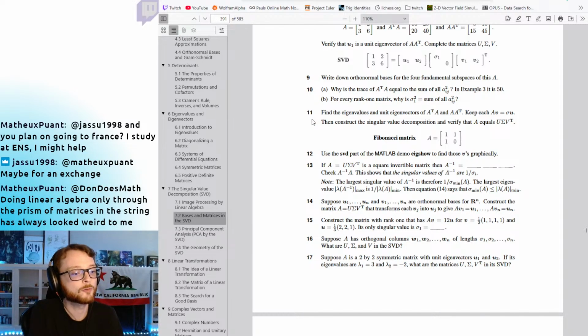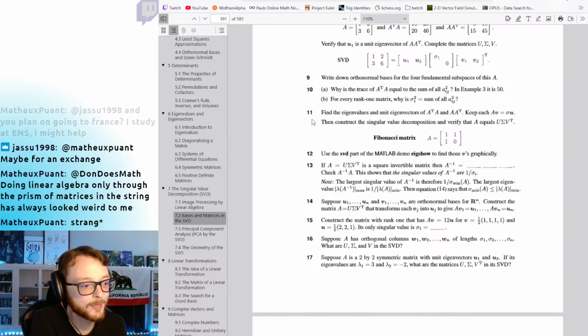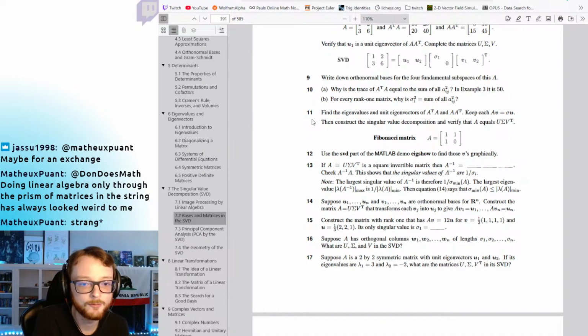Doing linear algebra only through the prism of matrices and strings has always looked weird to me. Yeah, so that's the thing. It seems like the stepping off point after you get introduced to linear algebra is to think about more than just matrices and vectors. Or so that's my impression, having not studied anything beyond an introductory linear algebra. But as far as I know, these vectors can be anything, not just strings of numbers. They could be functions, like sine and cosine and stuff.